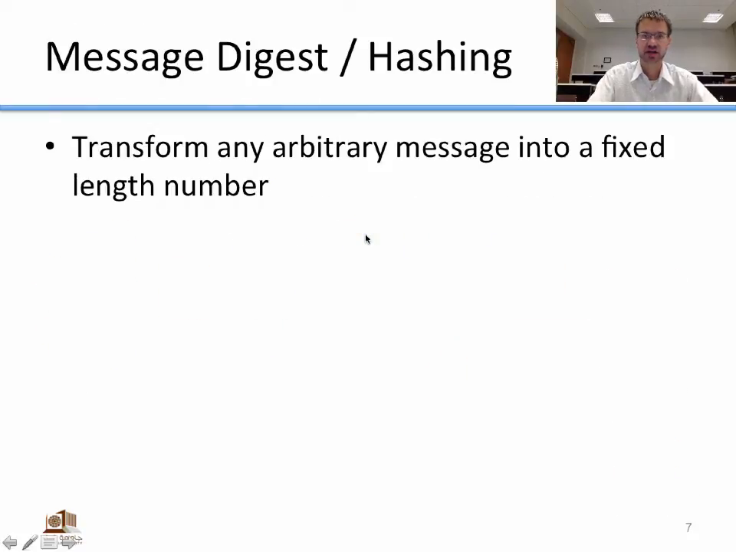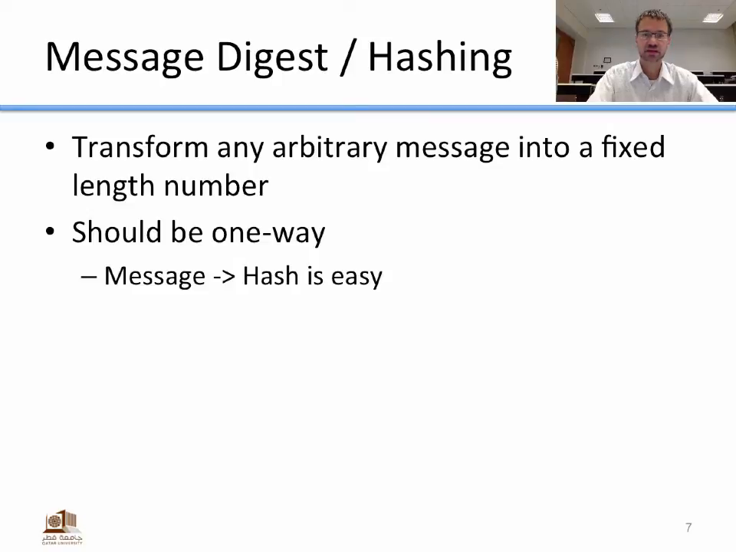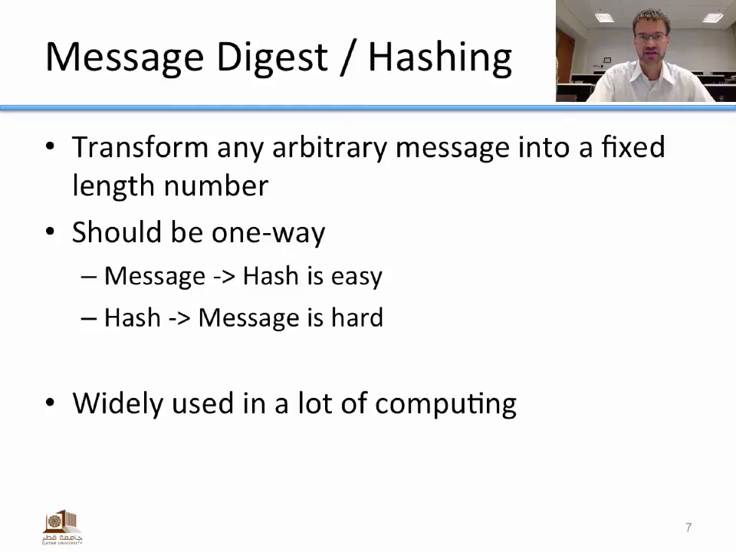The third building block is called a message digest or hashing. In hashing, we transform any arbitrary message into a fixed length number. And a hash function should be one way. That means we can take a message and easily generate its hash, but if we have a hash, it's really, really hard to find a message with that hash. Hashing is actually widely used in a lot of areas of computing, not just within security or cryptography, so it's a good thing to know.